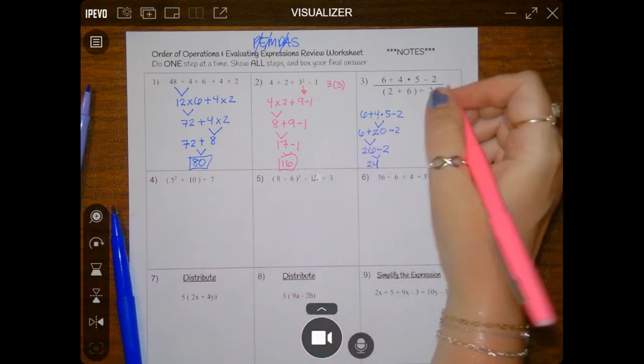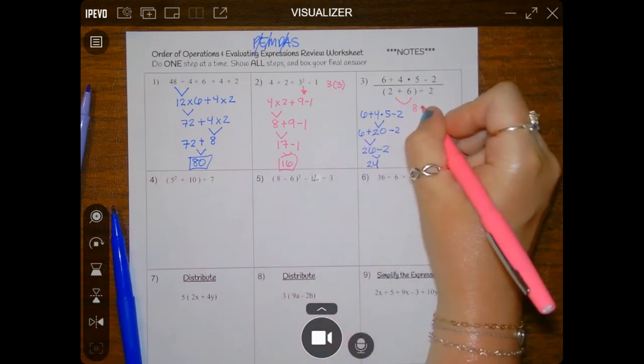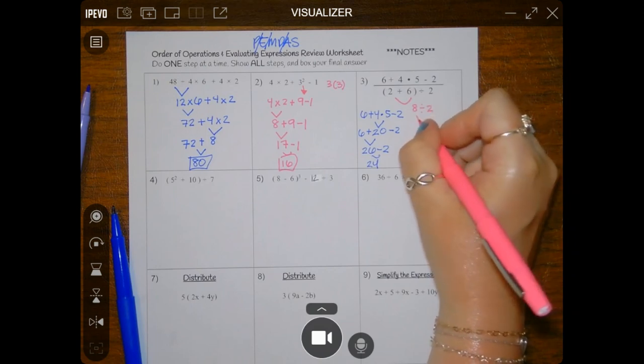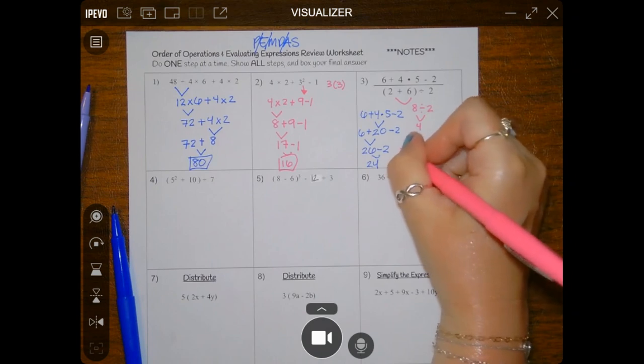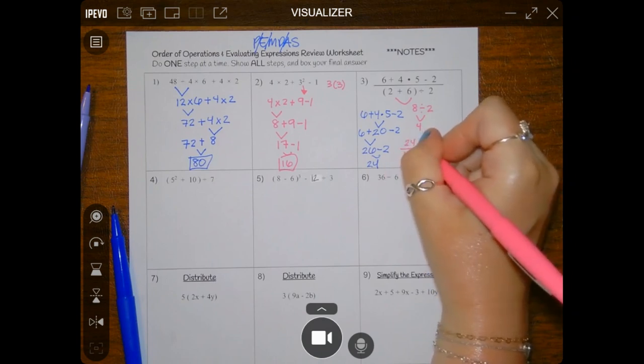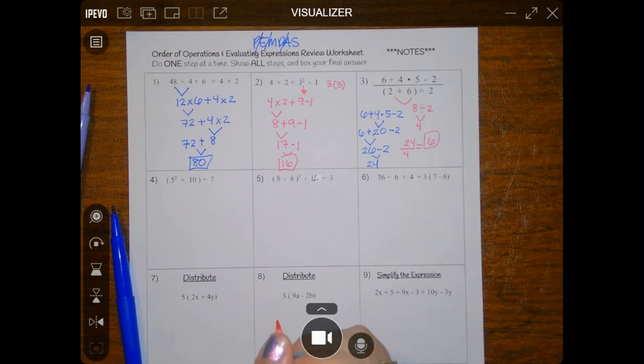But don't forget, we also have this bottom in parentheses, that's 8 divided by 2. And 8 divided by 2 is 4. So you have 24 on top and 4 on the bottom. What does that reduce to? Yep, 6. Okay, again, if you haven't tried any on your own yet, make sure you pause the video, try it yourself, and then unpause it and come back.